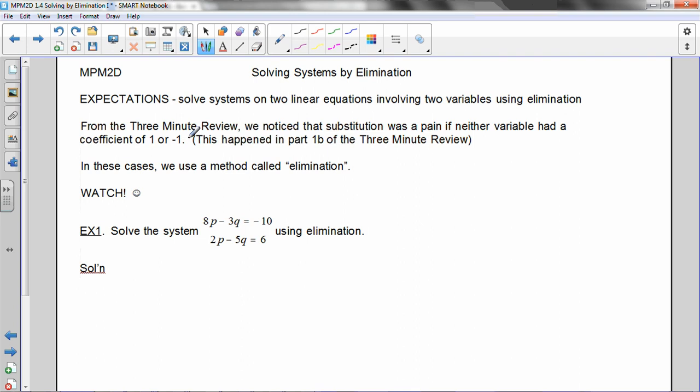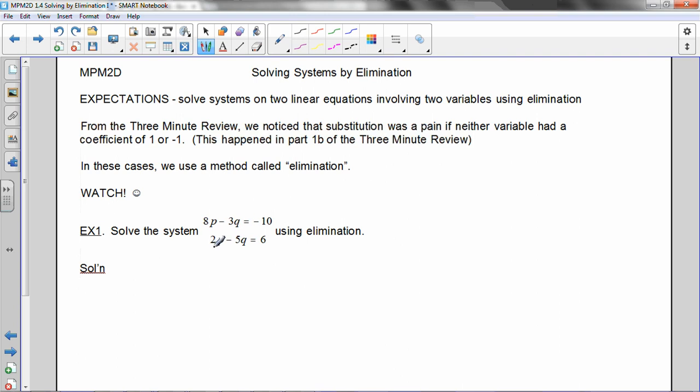All right, now it says, from the 3-minute review, we noticed that substitution was a pain if neither variable had a coefficient of 1 or -1. This happened in part 1b, and that was this one right here. When there's no coefficient of 1 or -1, then it's hard to solve for one variable to find something to substitute into the other equation. So we use a different technique. The idea here is, let's find some way to get rid of one of the variables that isn't substitution.